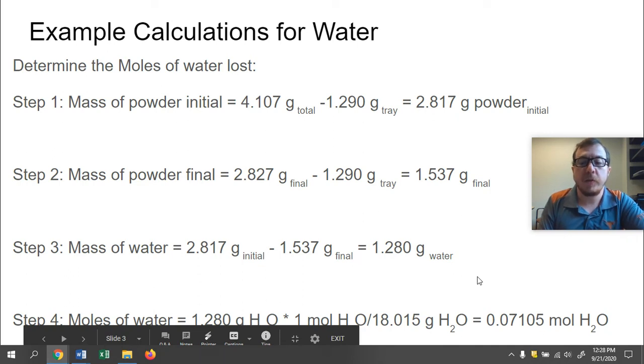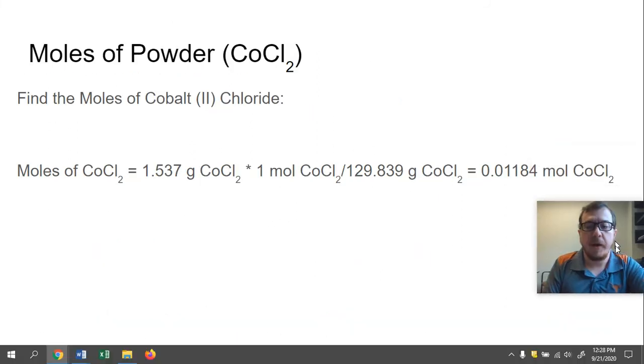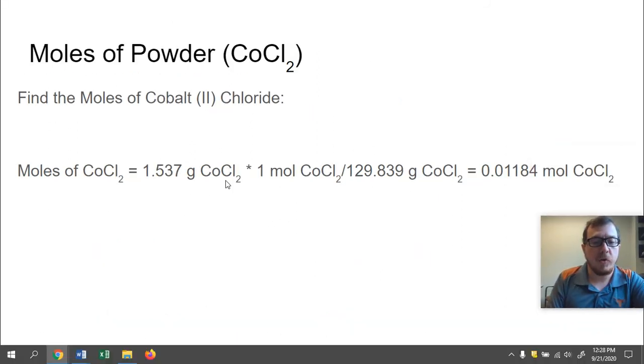Okay, we're then going to do the same thing with the anhydrous powder. We don't know how much water is in the hydrated mass, so we're not going to use that mass, but we do know that this is anhydrous, meaning all the water is gone. Since we were using cobalt chloride, we took our mass of cobalt chloride, again multiplied by a conversion factor where we divide by the molar mass of cobalt chloride, 129.839 grams of cobalt chloride for every 1 mole. And we get this many moles of cobalt chloride that were in the anhydrous powder.